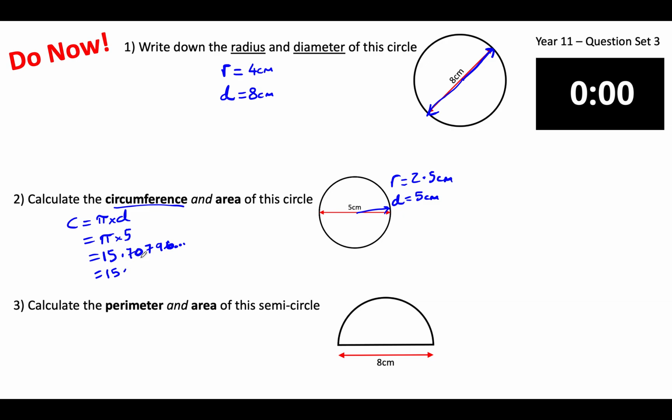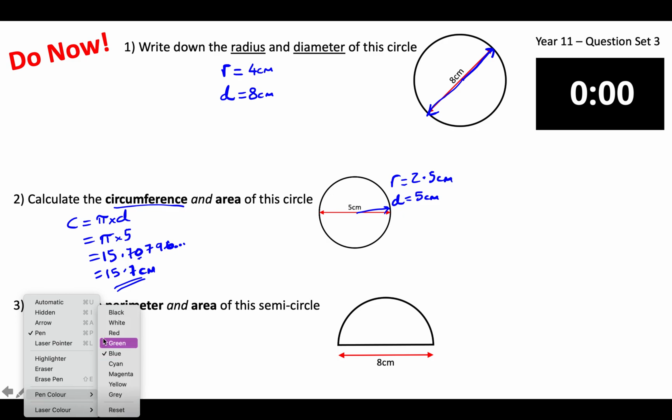The 7, the next one across is a 0, so my 7 stays as it is. And circumference is just the distance, so it's centimeters. It's how far it is around the outside, 15.7. Let's change pen. Let's go to red.